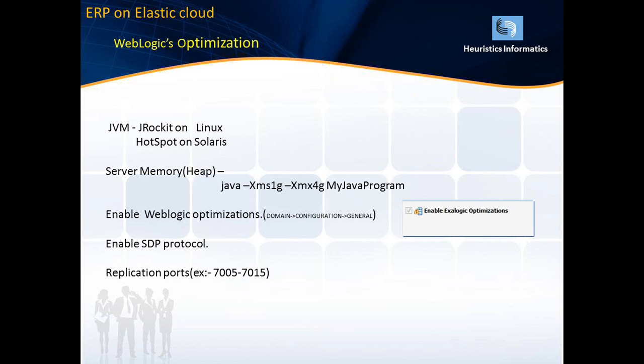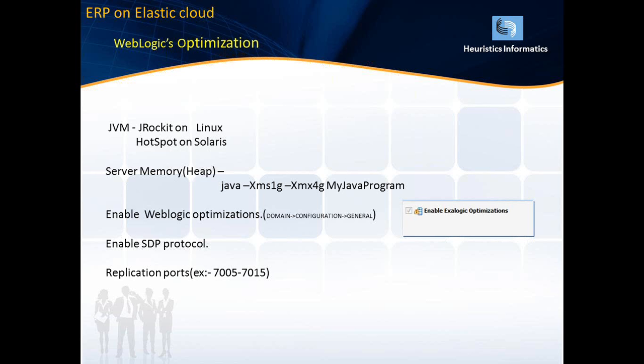If I am using WebLogic, I should use the JVM as per requirement. If I am using the Oracle operating system as Linux, I need to use JRockit. If I am using Solaris, I have to use HotSpot as my Java virtual machine. I can specify the Java memory heap from 1 GB to a maximum of 4 GB, where session replication works effectively. And for WebLogic, we have the highest optimization features enabled within the WebLogic admin console itself.